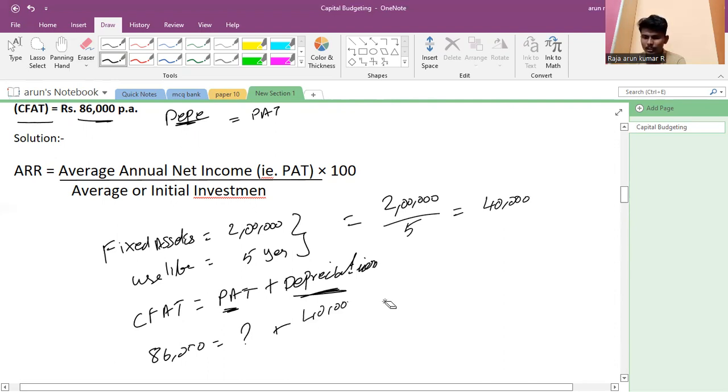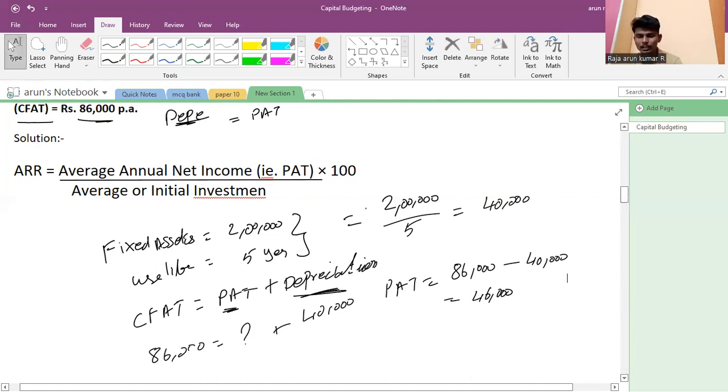We find out the PAT. PAT equal to 86,000 minus 40,000 equal to 46,000. We find out the PAT in the equal method.